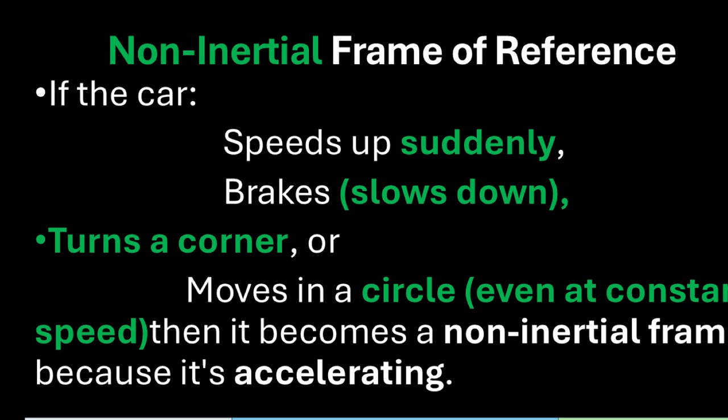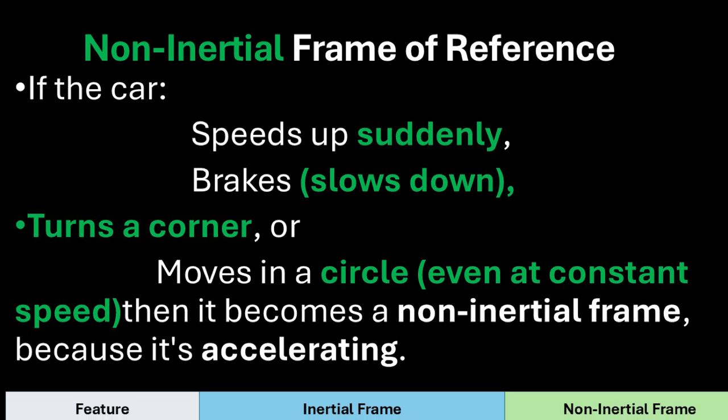So if the motion of an object, say for instance a car, is such that it speeds up suddenly, or it brakes, which means slows down suddenly, or it turns a corner, or in technical words negotiates a corner, or it moves in a circle even at constant speed. Now this phrase is really important. If it moves in a circle even at a constant speed, then it becomes a non-inertial frame because it is accelerating. So even at constant speed, linear motion is inertial, while even at constant speed, circular motion is non-inertial.